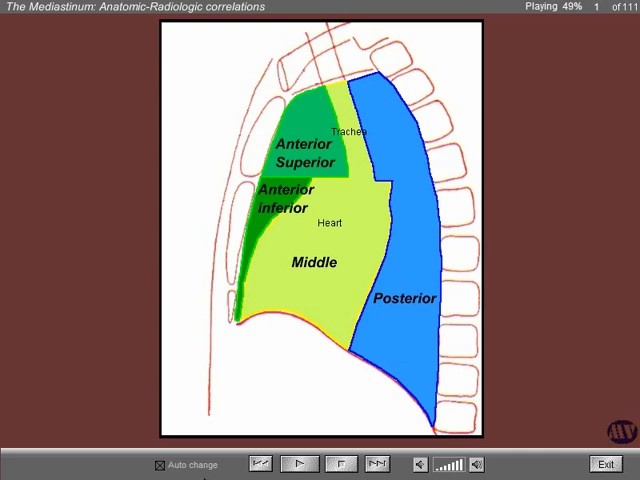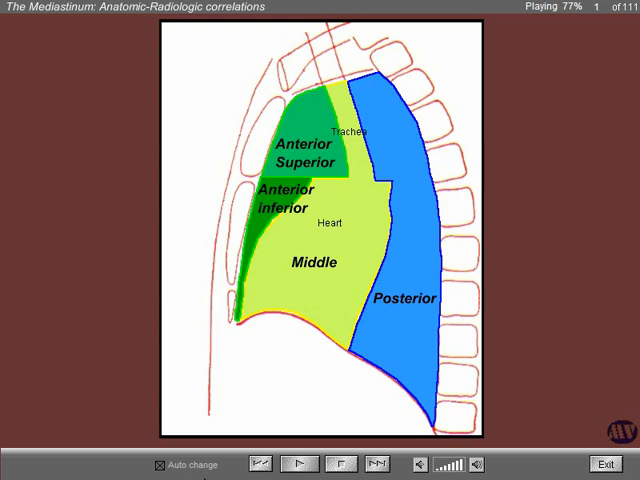At the level of the heart, in the area of the trachea, we have adenopathies, which are next to the heart, the most common masses that we see in the middle mediastinum. And behind the heart and behind the posterior wall of the trachea and in front of the thoracic vertebral column, we have the posterior mediastinum.